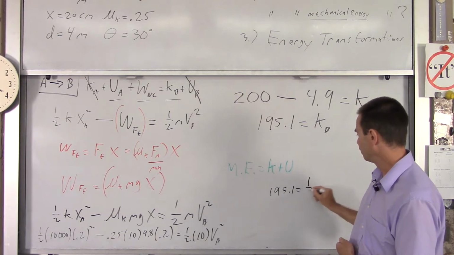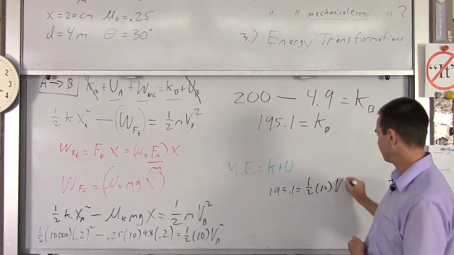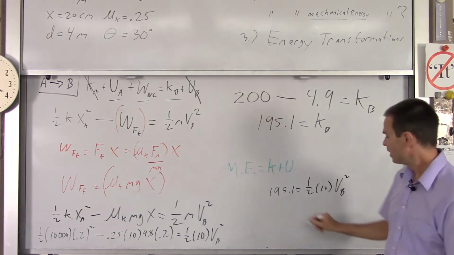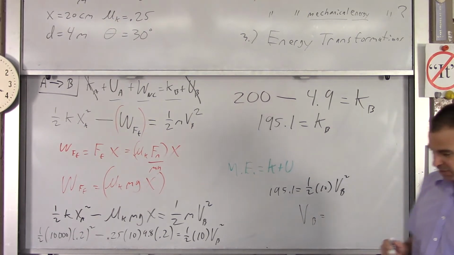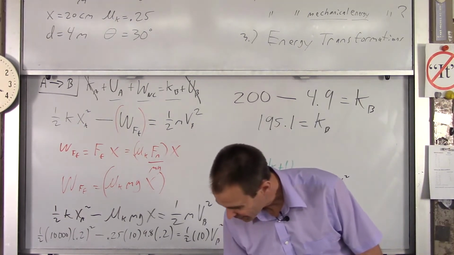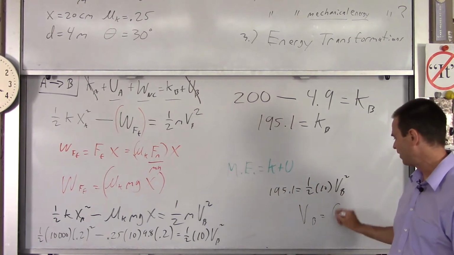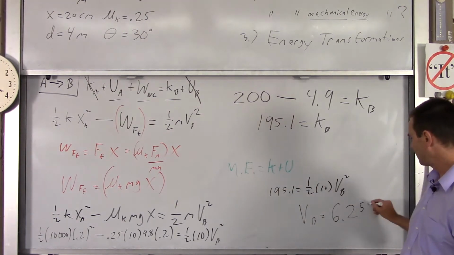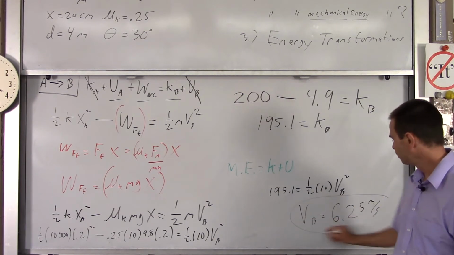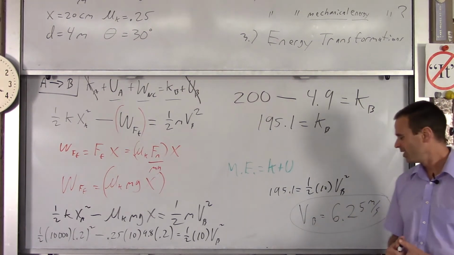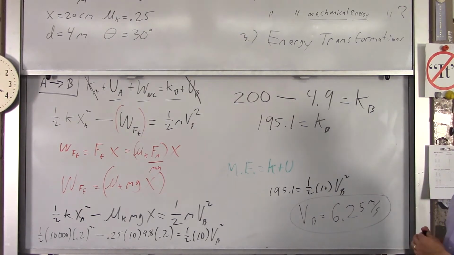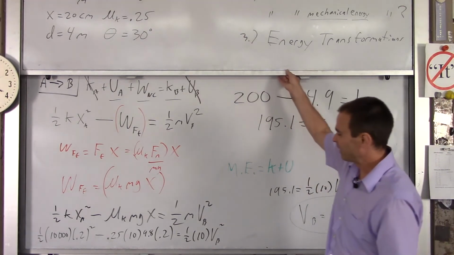195.1 equals 1/2 times 10 times v sub b squared. You might want to try that in your calculator, but the velocity at B, when I plug those numbers into my calculator, I got 6.25 meters per second. So your backpack is moving about 14 miles an hour or so down the hallway, let's say. There you go. All right, so that's at point B.